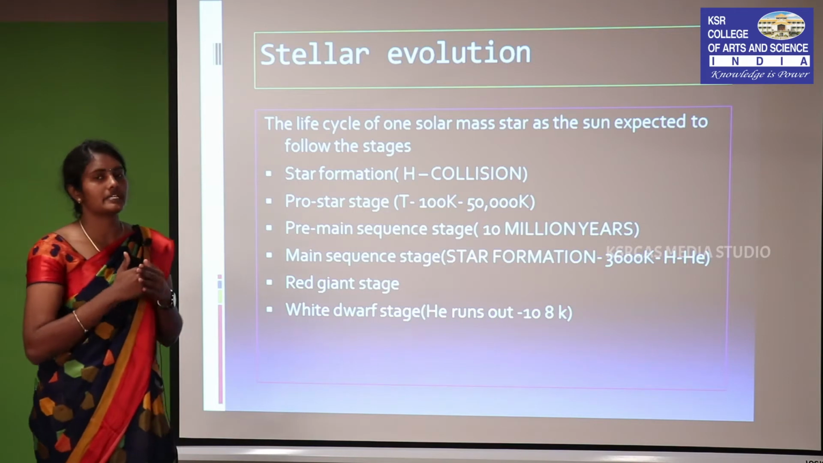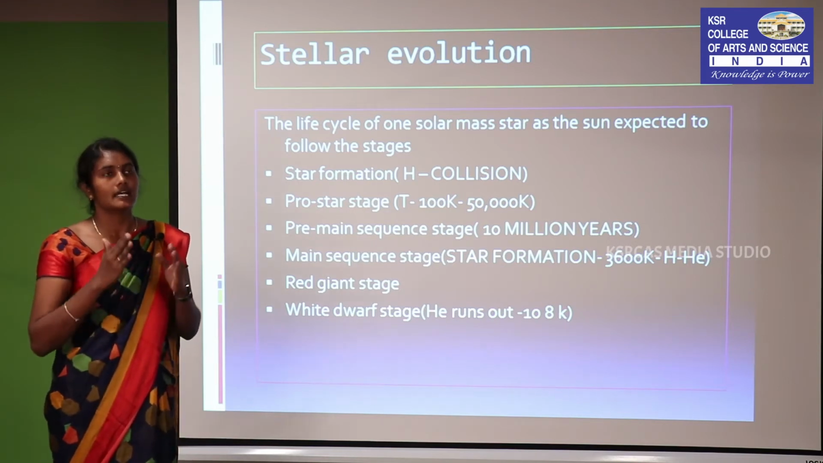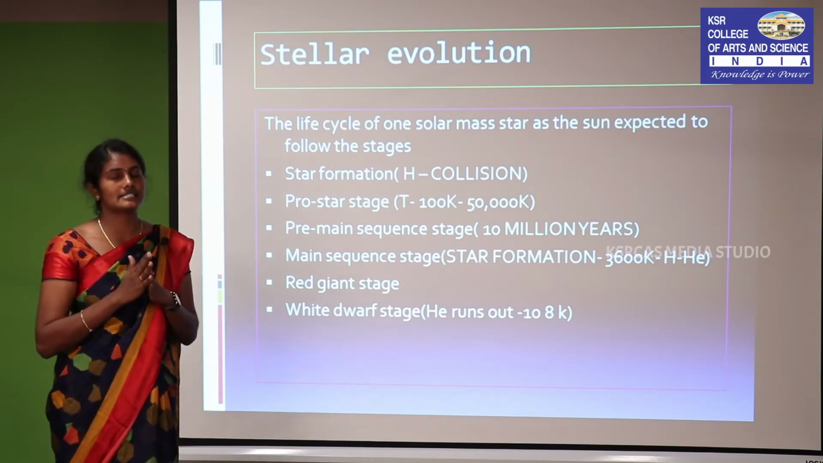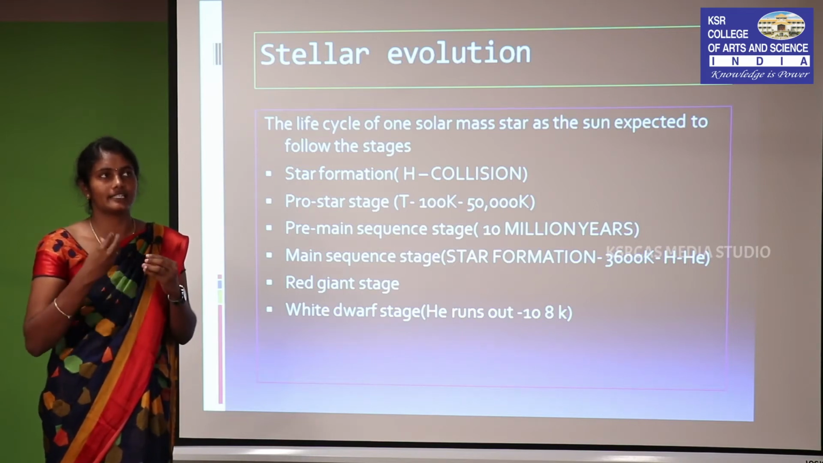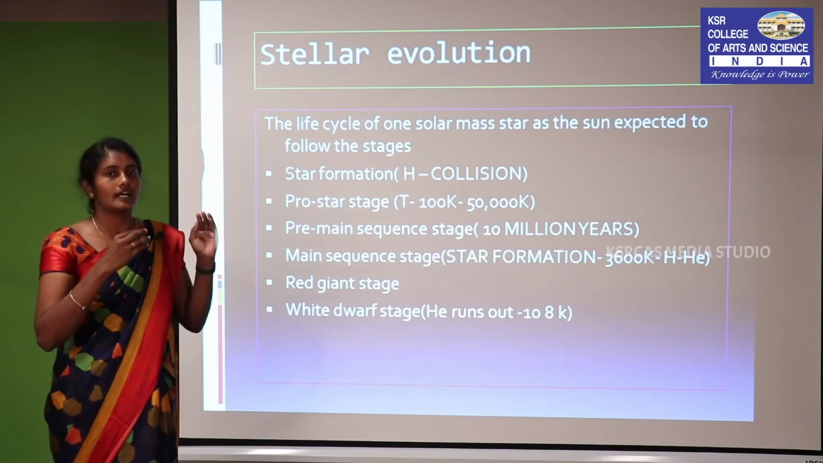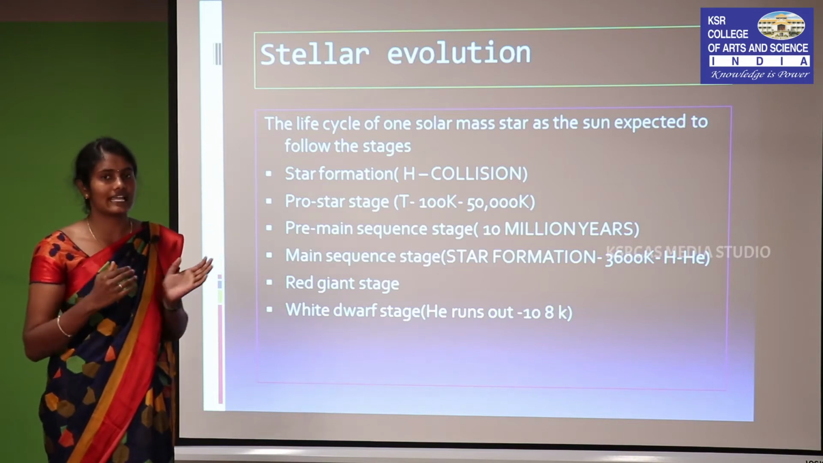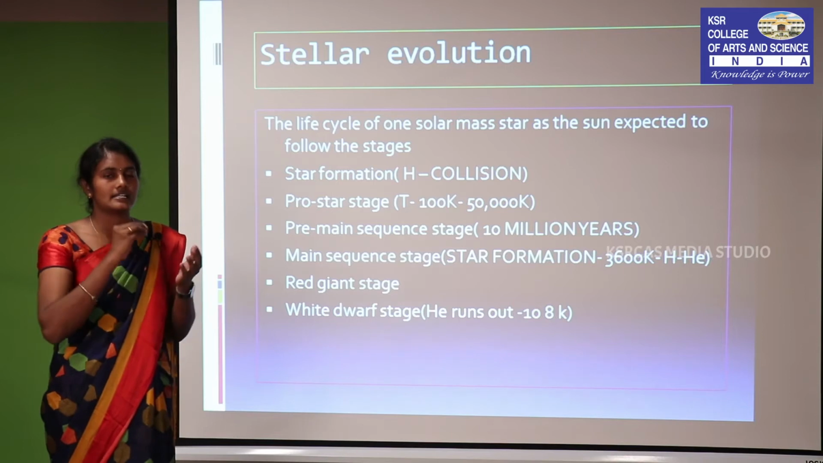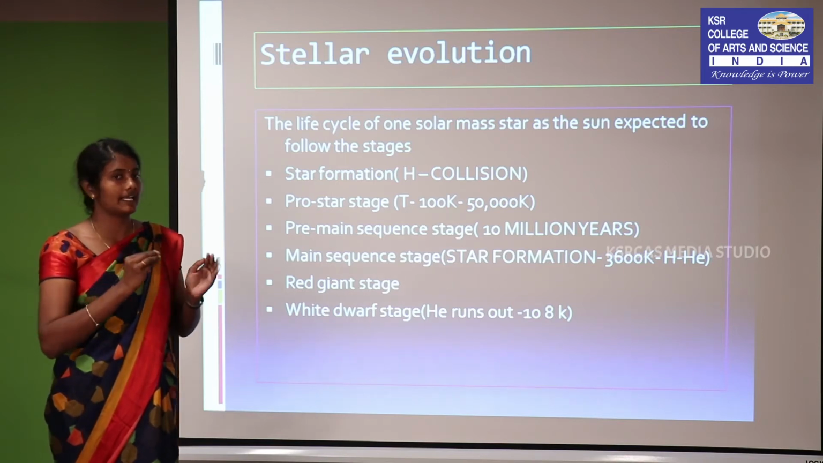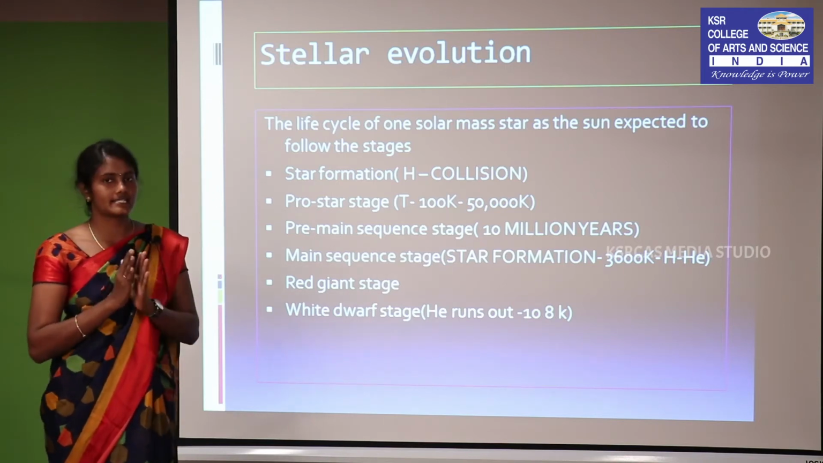After the star formation, we have the protostar stage. People say that in the protostar stage, stars give birth. The new stars will form. Already we have seen in the Harvard classification the 7 spectral lines. Starting from each spectral line, the protostar stage starts.